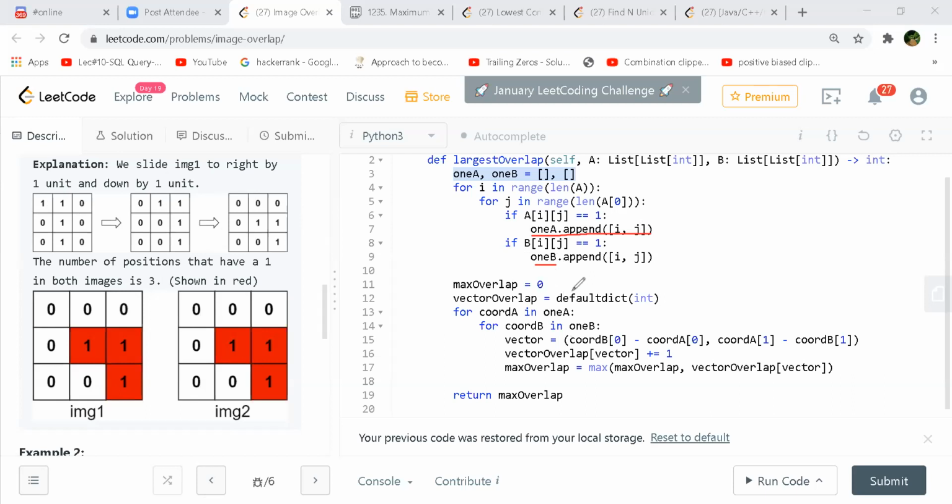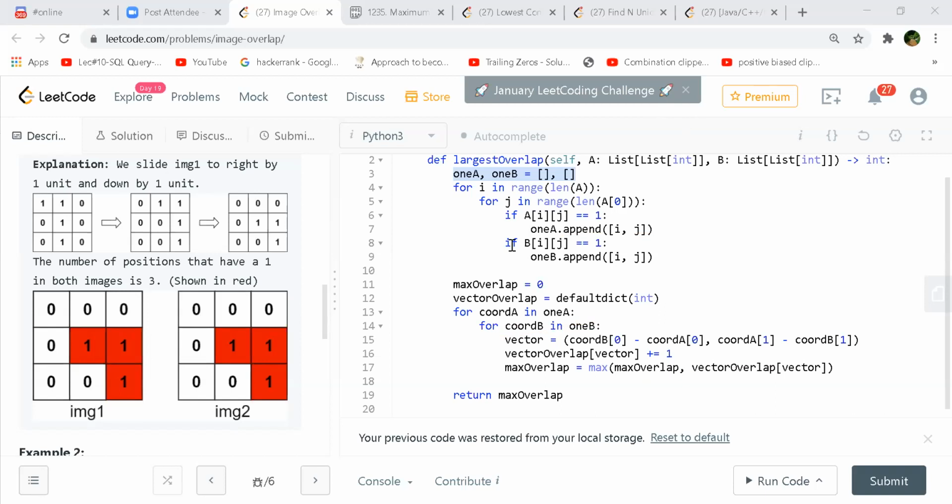Now I'm just creating a dictionary, right? And now for every coordinate in B, I'll explore all the coordinates in B. It's kind of all the possible combinations I'm checking, subtracting i with i and j with j. If the vector which you obtain you have already seen in your dict, then just increase its frequency and keep on updating the max overlap every time, if necessary. Almost brute force only.